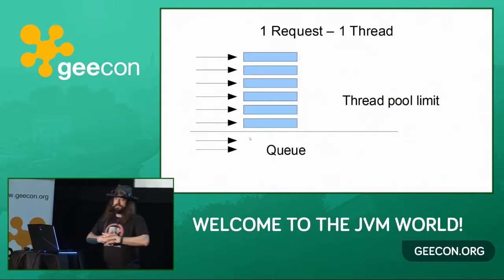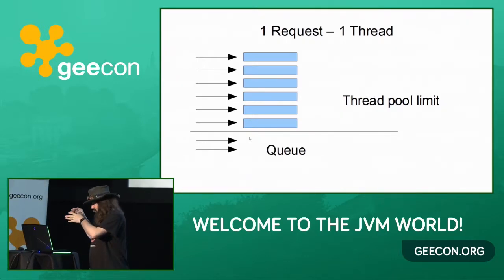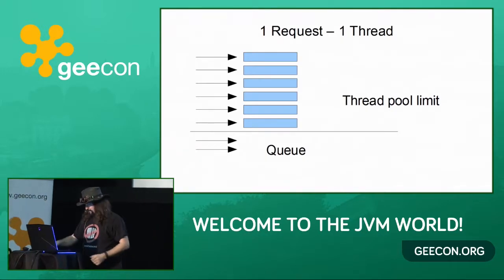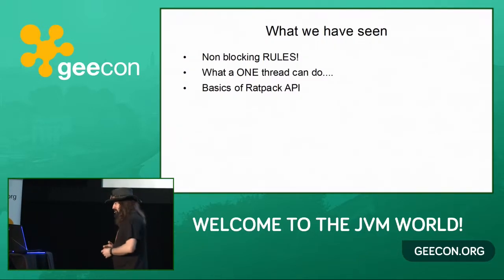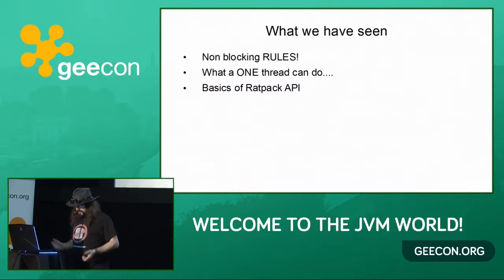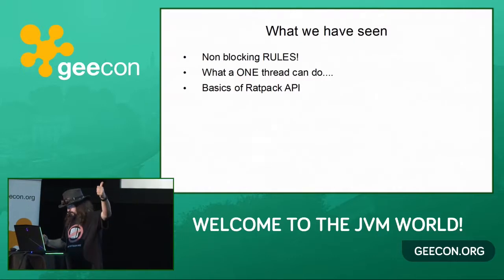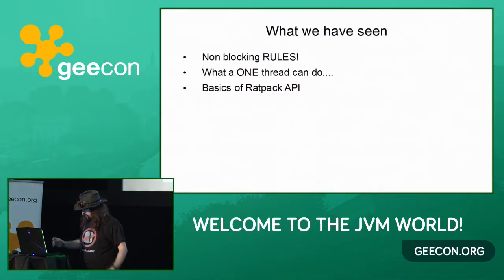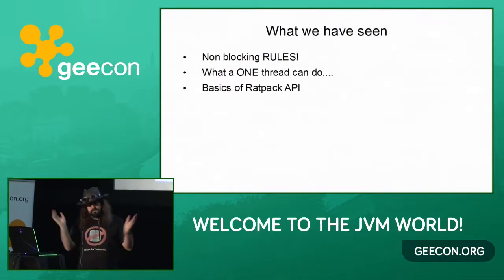And you know what is funny? Such deadlocks, even though this is a very artificial and stupid example, the same kind of deadlocks happen on real production systems. So just think about it. That's a real problem, it's not an artificial one. So we've seen that non-blocking is great. One thread is in fact very powerful, more powerful than 200 of them. How cool. And you've also seen the basics of Ratpack. So that's the end of the presentation.